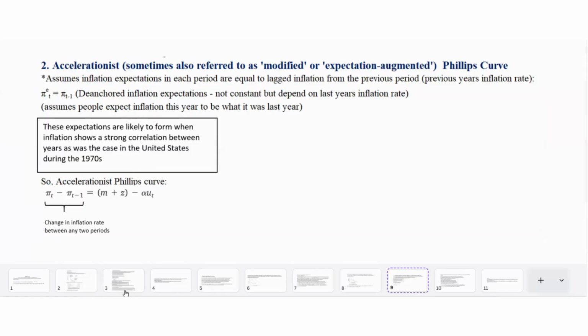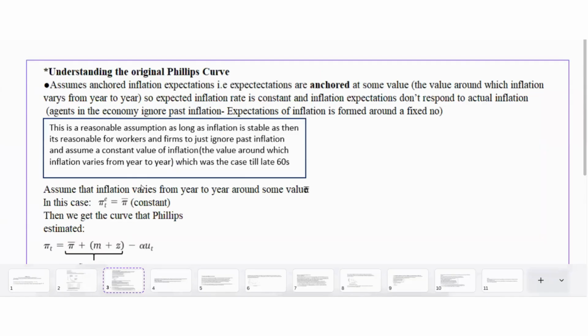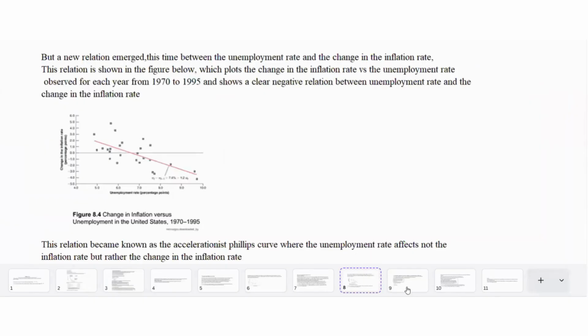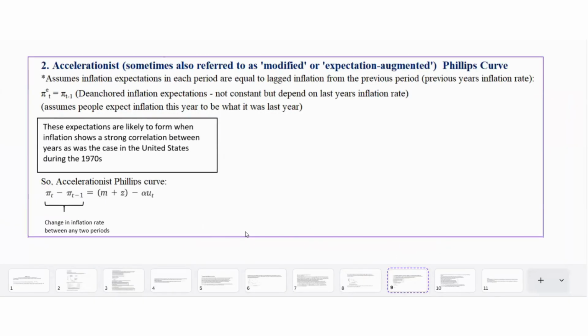Because like we said, in the case of the original Phillips curve, pi t e is pi bar is reasonable when inflation is stable. So you can ignore past inflation, giving you the original Phillips curve. But then we talked about how pi t minus 1 is reasonable when inflation is more persistent and there's a strong correlation of inflation between years. So in that case, you have the accelerationist Phillips curve.